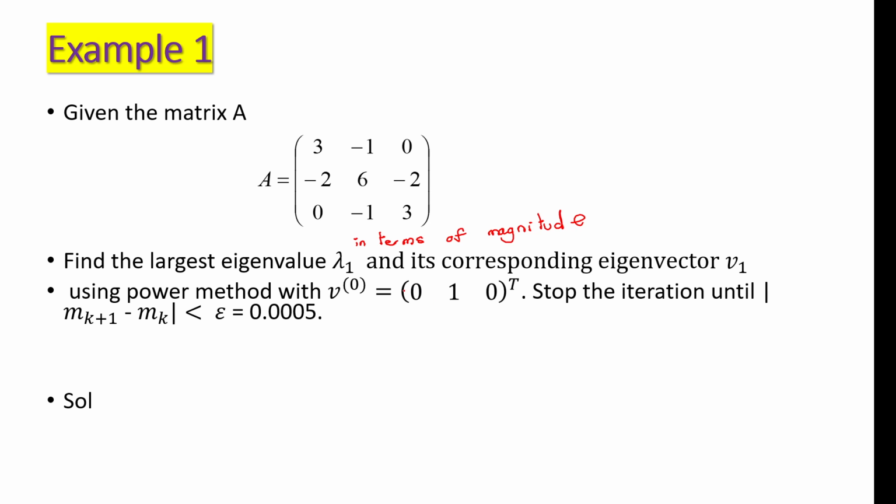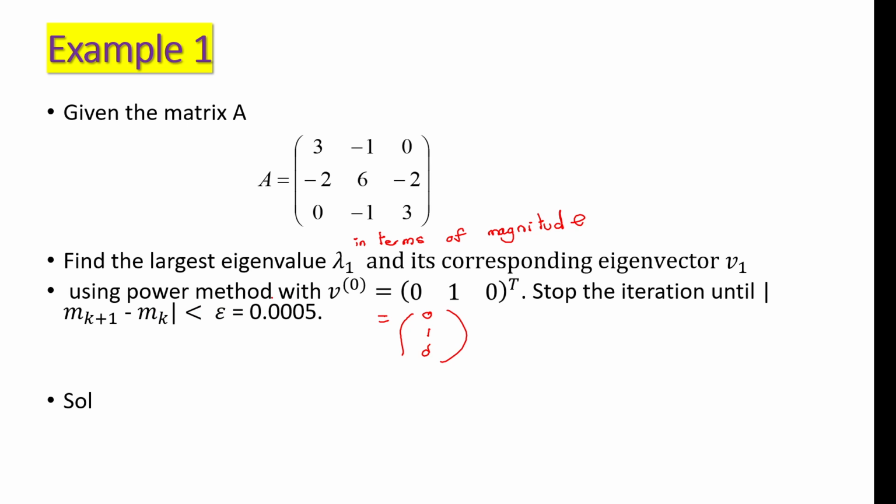Okay, initially the eigenvector is a column vector, meaning 3 rows times 1 column. To save space, we turn it into a row. That's why we put the transpose. Initially the eigenvector should be 3 by 1: 0, 1, 0. So here don't put commas, because a comma denotes a coordinate. Initially it should be in column form. To save space, we transpose it, so that's why I have the T there. Then stop the iteration when the magnitude of m(k+1) minus m(k) is less than epsilon equal to 0.005.